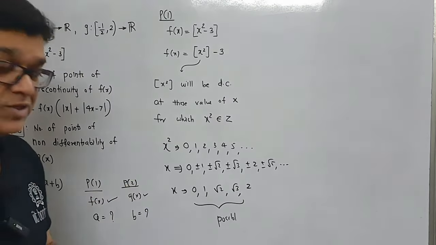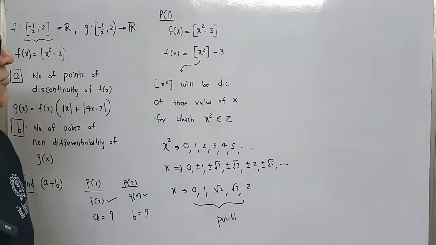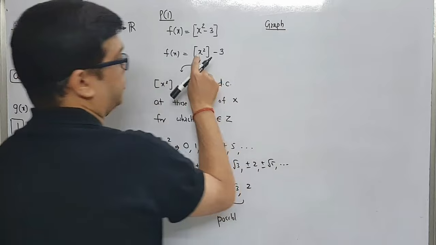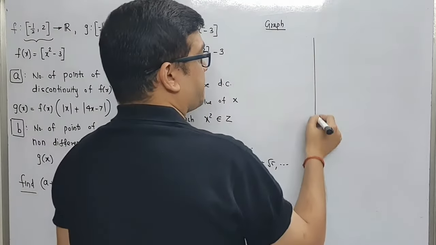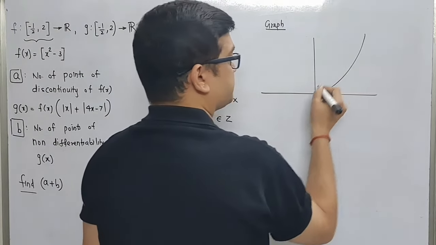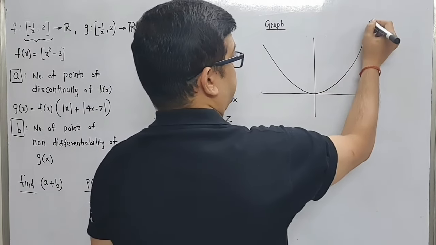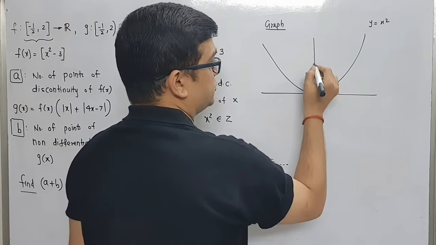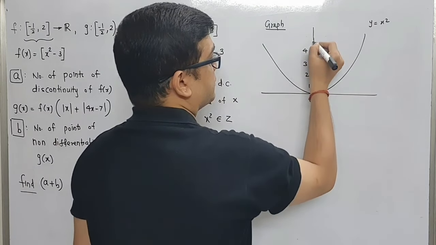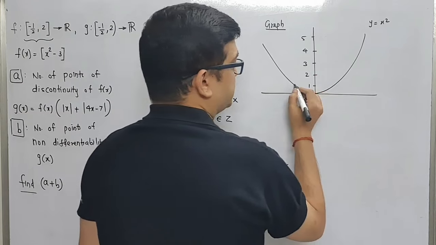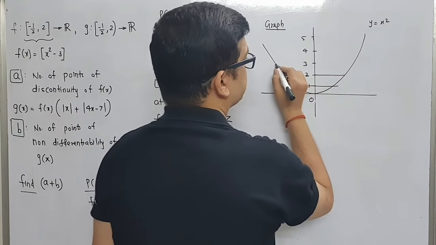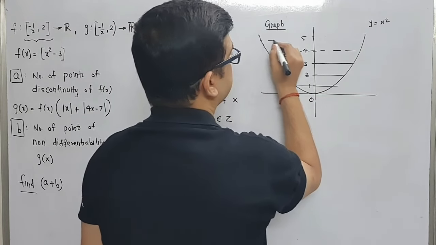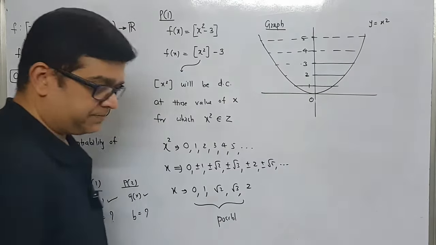Now how to do confirmation out of these? How many points is the function discontinuous at? The best way is to draw the graph of this function. So this is the graph of the x square function, y equal to x square. This is 0, this is 1, this is 2, this is 3, this is 4, this is 5. At every integer we put a horizontal line like this, correct?